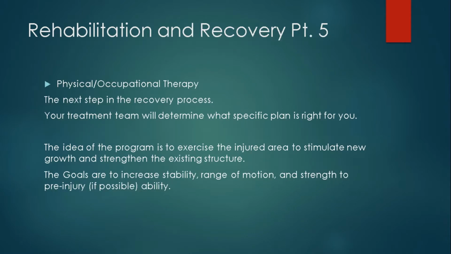The next step we're going into is the physical and occupational therapy process. Your treatment team will determine what specific plan is right for you. The idea of the program is to exercise the injured area to stimulate new growth and strengthen the existing structure. The goals are to increase stability, range of motion, and strength to pre-injury ability, if possible.